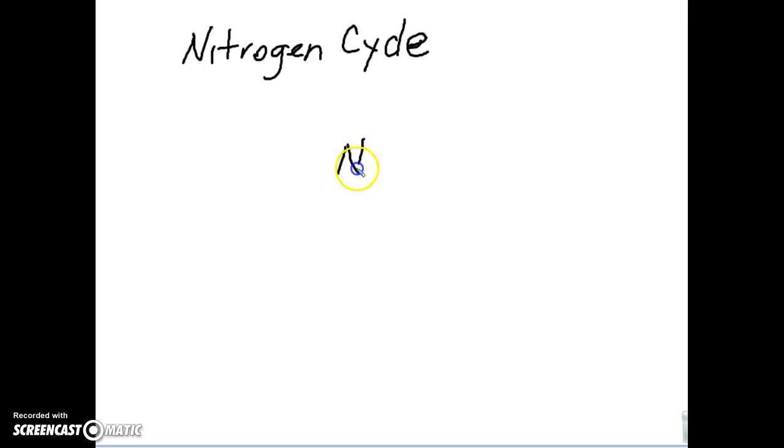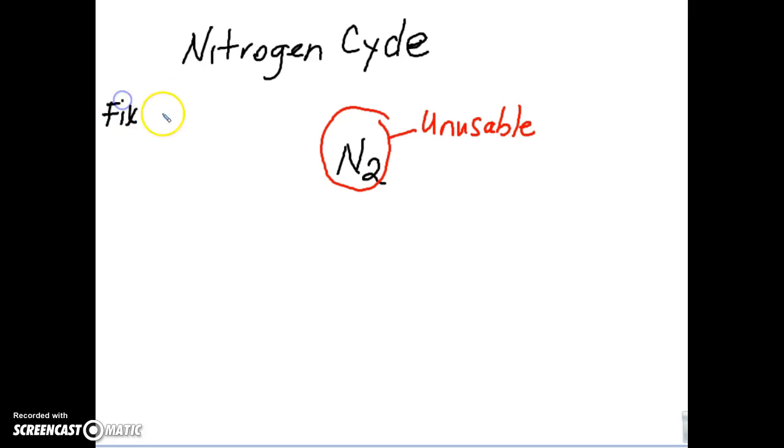So atmospheric nitrogen is actually in an unusable form, and I don't know if you remember in class I talked about it being broken. This nitrogen that's up in the atmosphere is unusable, and what we want to do is make it usable. There's a couple of ways to make nitrogen usable, and we call it fixing nitrogen. In order to fix nitrogen, to make it usable, there are three ways to do it.